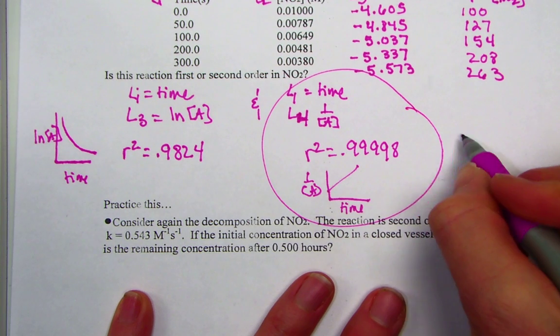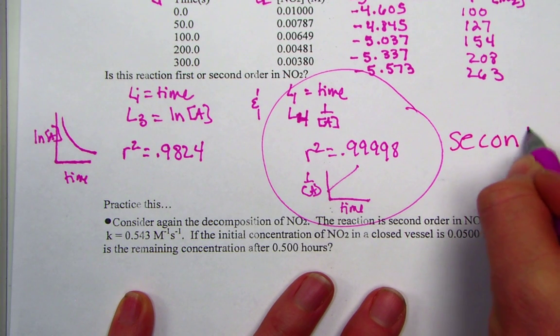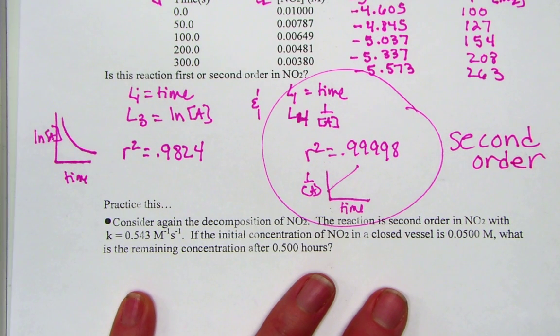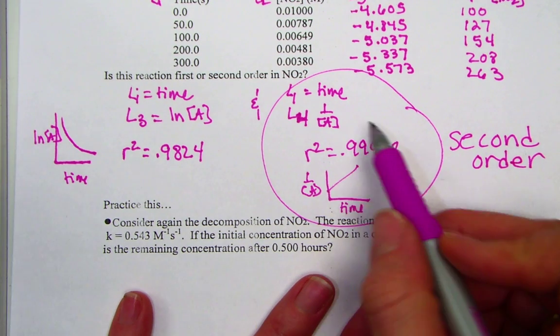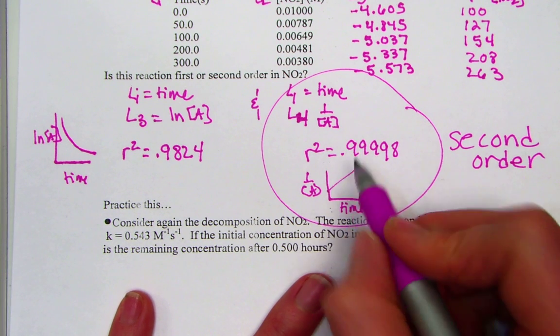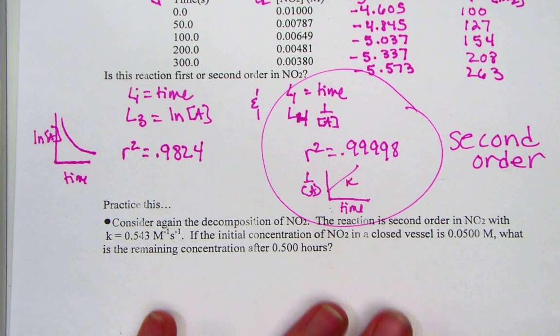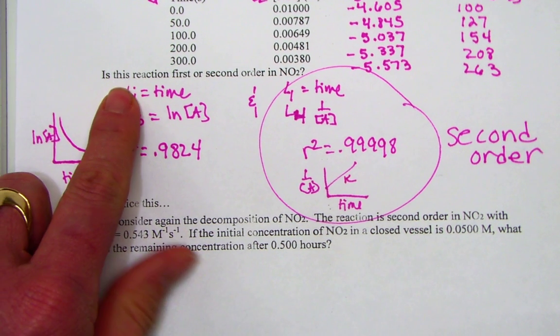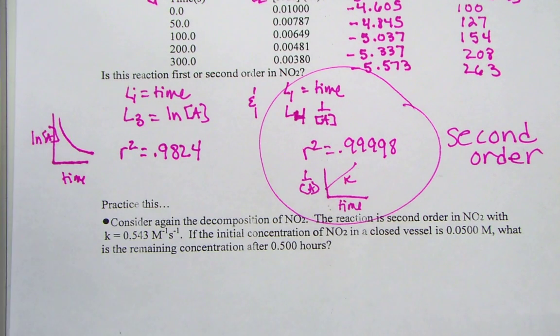This is definitely showing a better correlation to a second order reaction. This set of data shows a straight line with list 1 in time, list 4 is reciprocal. Therefore, we know that the best choice is first order. Excuse me, second order. I circled the wrong answer. Second order.